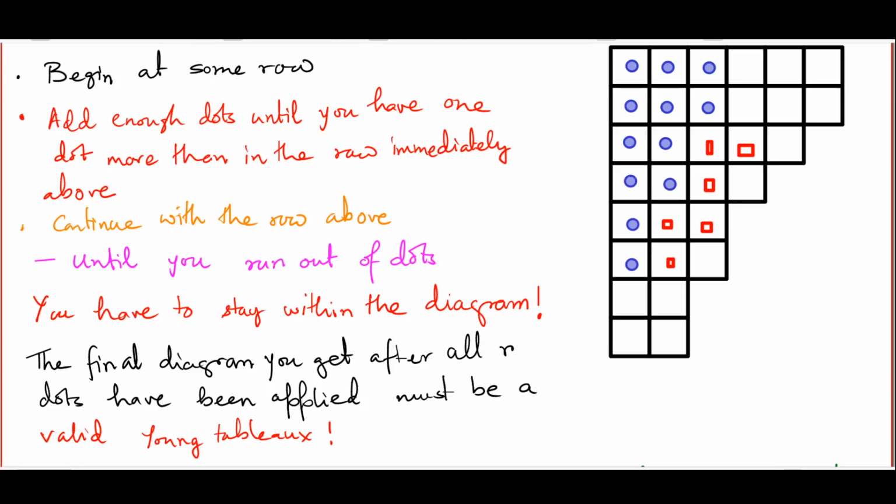Staying within the boundary of this diagram, as well as having a valid Young tableau at the end of each stage of this process. Then the only additional rule you must remember is that this regular application, by the way, this one is not, so let's go back to a situation where you do have a regular application.